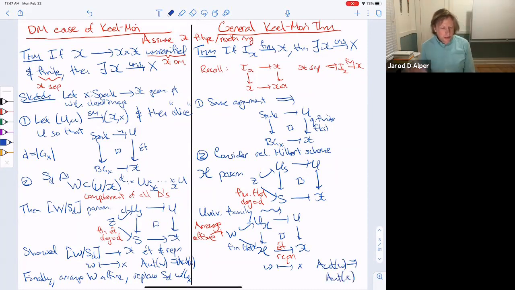So we're in the same situation as in the Deligne-Mumford case, but we've gone from these finite étales to finite flats. And we have an étale cover. On the left-hand side, we have an étale cover that's an honest quotient stack by a finite group. On the right-hand side, H is just an algebraic stack, but it has a finite flat cover by an affine scheme. And that's going to play the analogous role of the quotient presentation.